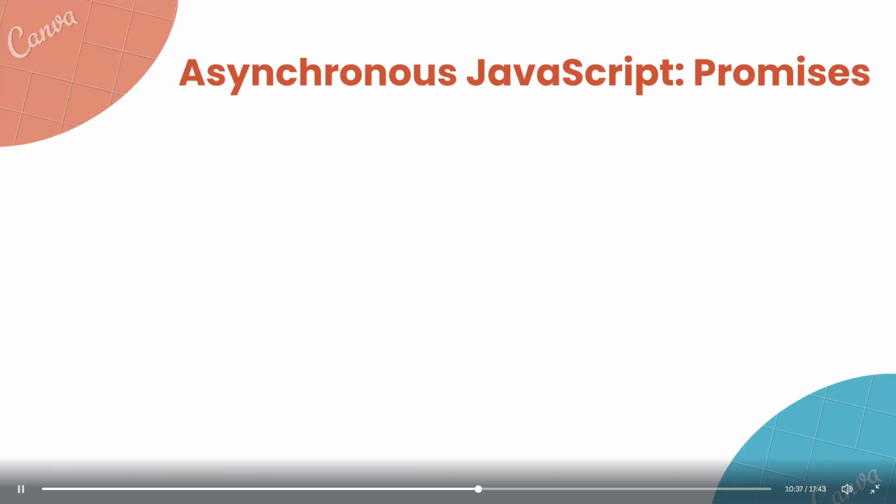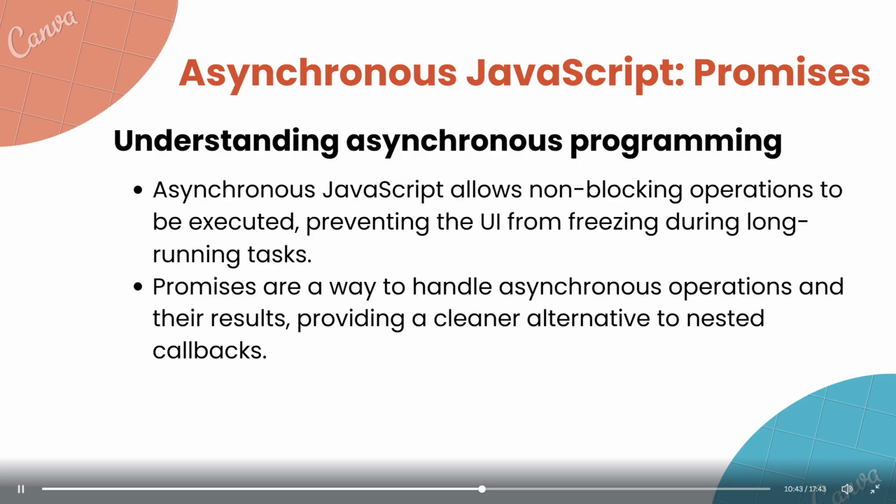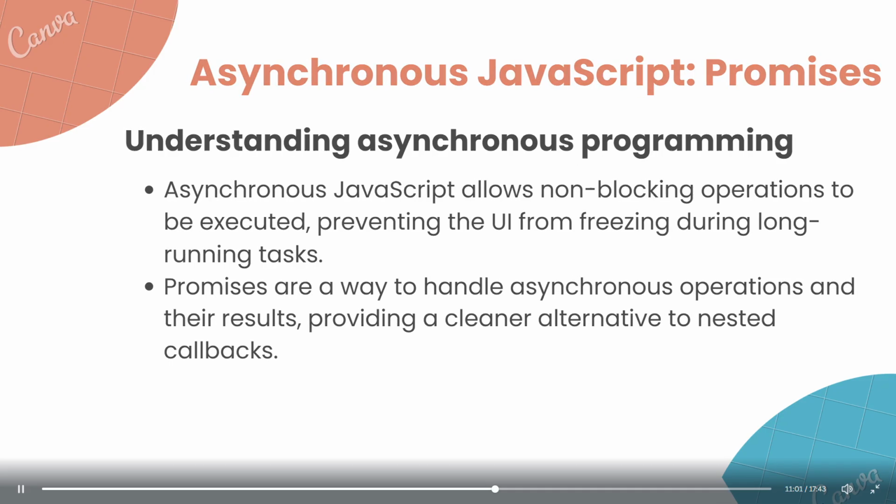Asynchronous JavaScript. Promises. Understanding asynchronous programming. Asynchronous JavaScript allows non-blocking operations to be executed, preventing the UI from freezing during long-running tasks. Promises are a way to handle asynchronous operations and their results, providing a cleaner alternative to nested callbacks.